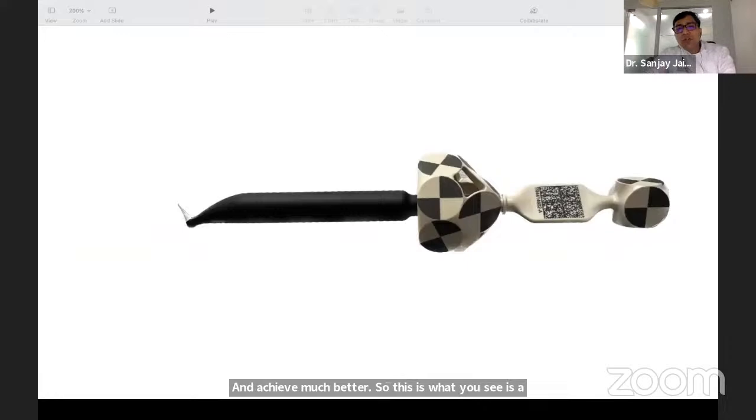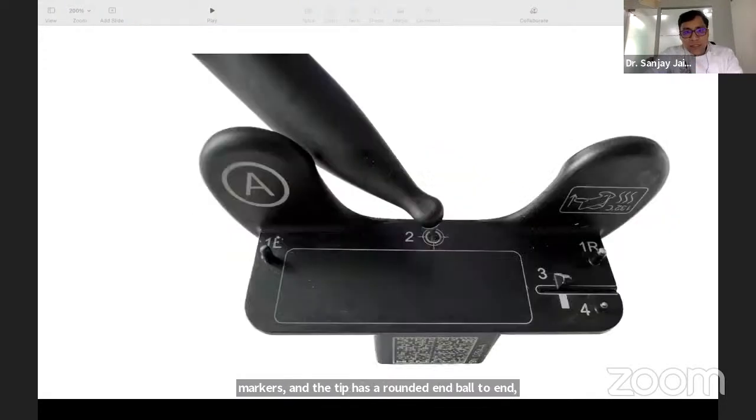So this also has black and white checkerboard markers, and the tip has a rounded, ball end, which has to be traced on the teeth, which I'll show in the subsequent video. So this is a tracer tool. This is important because everything that goes into the patient's mouth is calibrated here. So this is a calibrated tool.